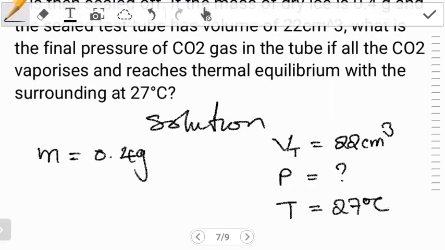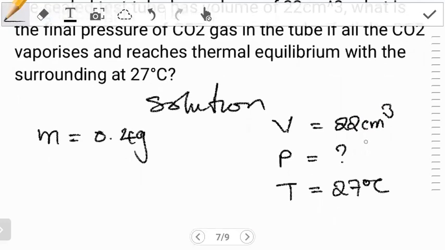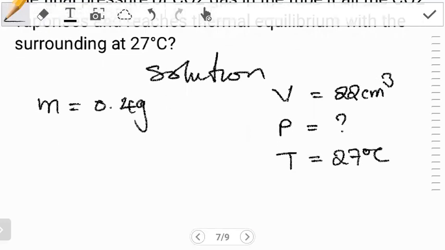Now, if all the gas is going to vaporize, it means that it's going to fill that test tube. So this volume of the test tube becomes the volume of the gas. Next up, this value of the volume, we might just want to keep it in meters. So we want to convert this centimeter cubic to meter cubic. And of course, you guys should be able to convert this without really any problems.